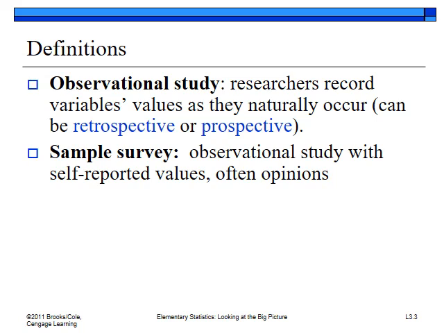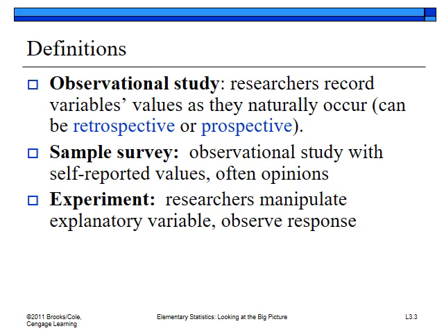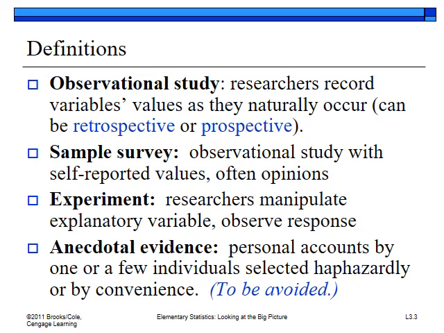A sample survey is an observational study in which researchers ask people to report values of their variables. One pitfall of these is that sometimes people report opinions or change the values of their variables based on what they think the researcher is looking for. An experiment is a study in which the researchers themselves select the values for the explanatory variable and observe what happens. Anecdotal evidence is personal accounts. These are, statistically speaking, unreliable, and we should avoid them when we can.